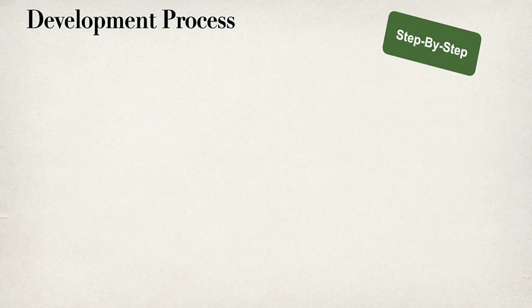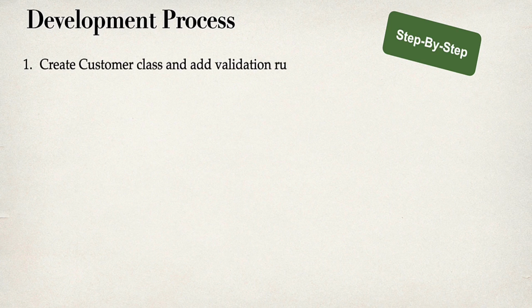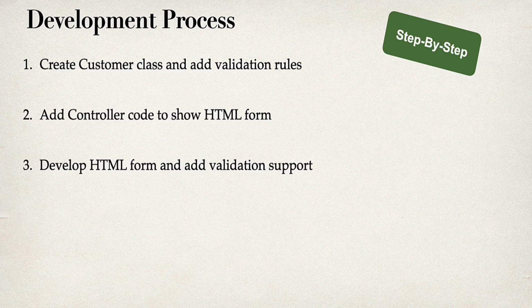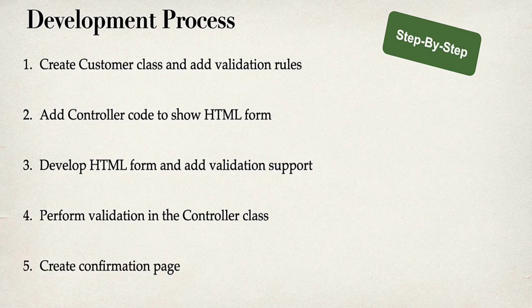All right, so let's go ahead and look at the development process. In the first step, we're going to create the customer class and add validation rules. Next, we'll add the controller code to show the HTML form. Alrighty, so moving ahead to step 3, we're going to develop the HTML form and add validation support. And then in step 4, we'll perform the validation in the controller class. And then finally in step 5, we'll create the confirmation page.